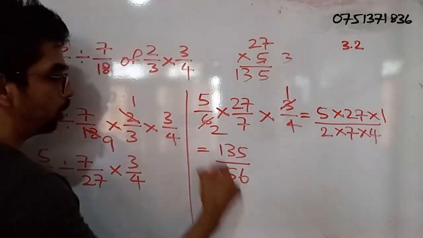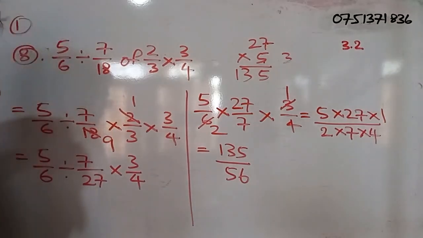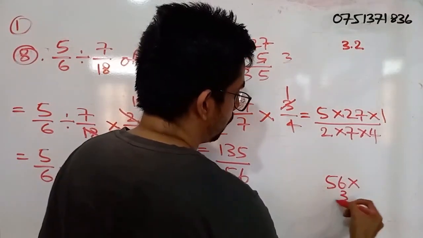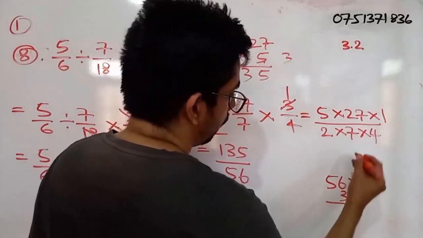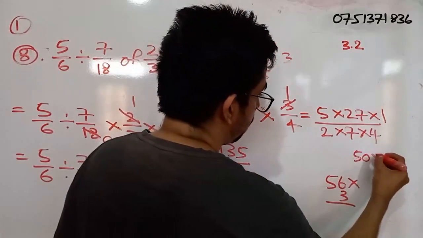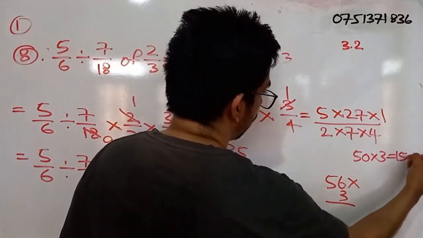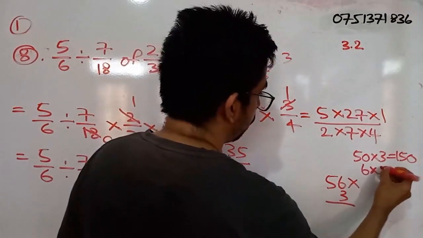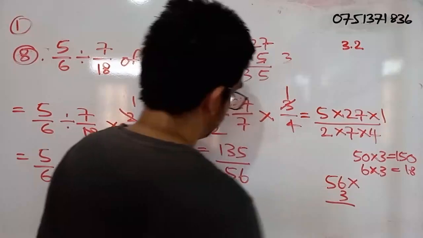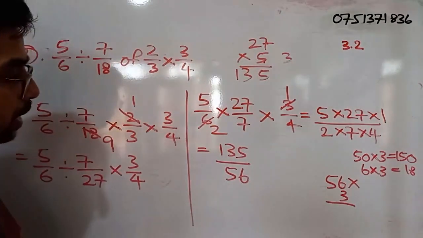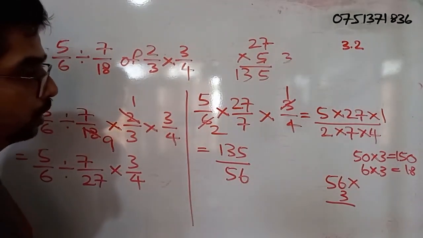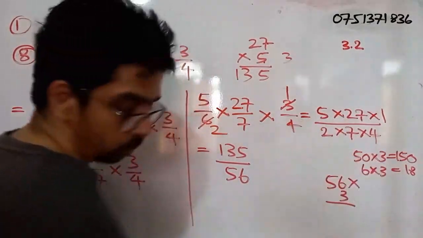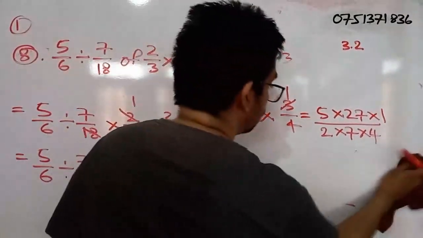Right? So now we have to convert this into what? Mixed number. Okay? So 56 into 3. So 50 times 3, we know that is 150. 6 times 3, we know that is 18. So we get 168. So we cannot go 50 times 3. So 50 times 2, that is 100.